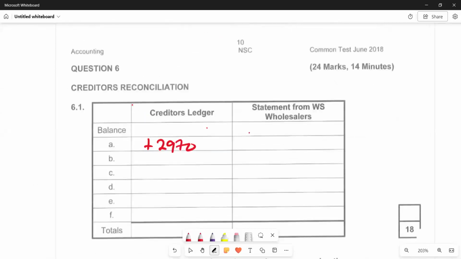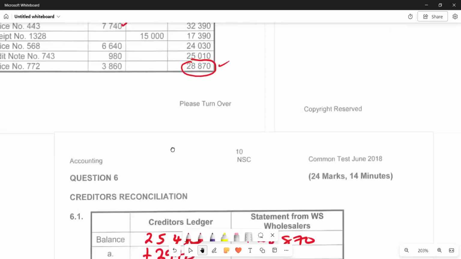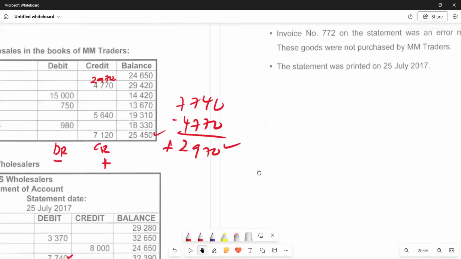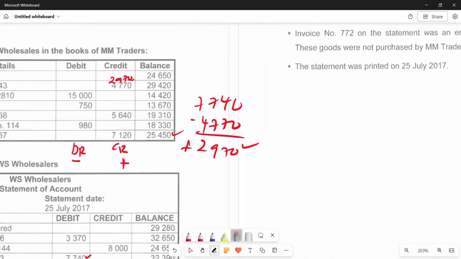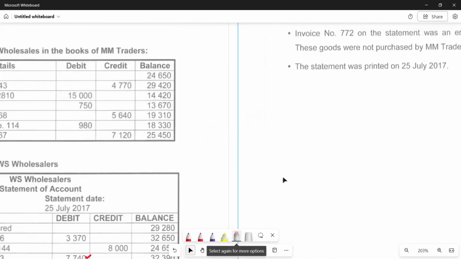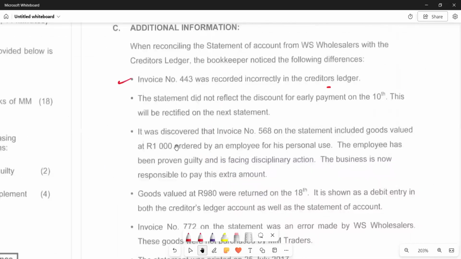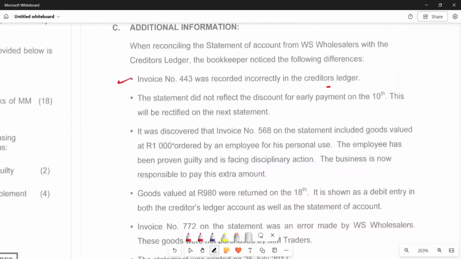So here, for our creditors ledger, we have got 25,450. And for the statement from WS Sellers, we've got 28,870. Those are the opening balances that we are starting with. Then we go to the next information that we are given. So we can remove this, and now go to the second point.